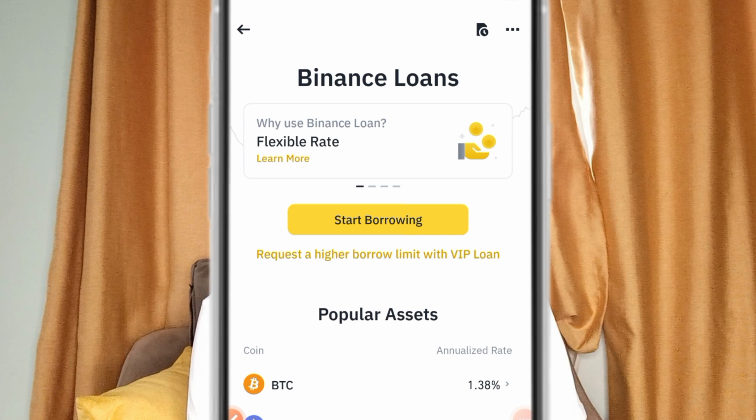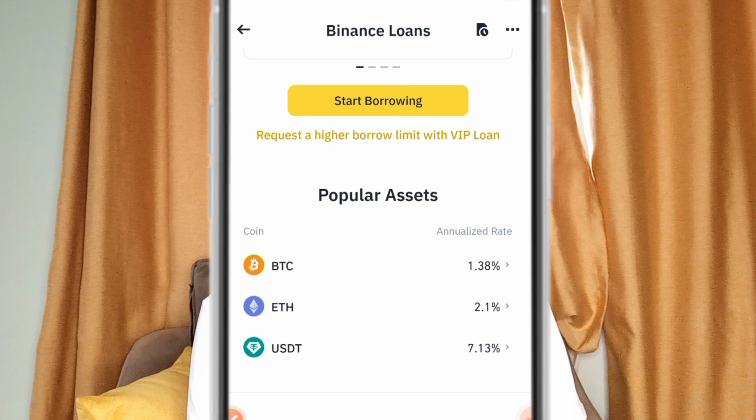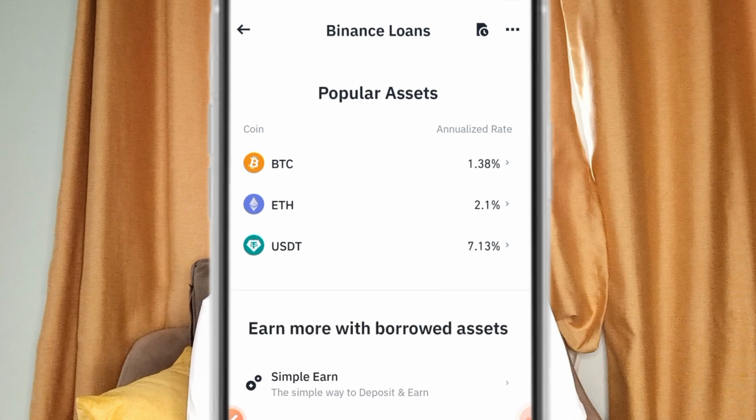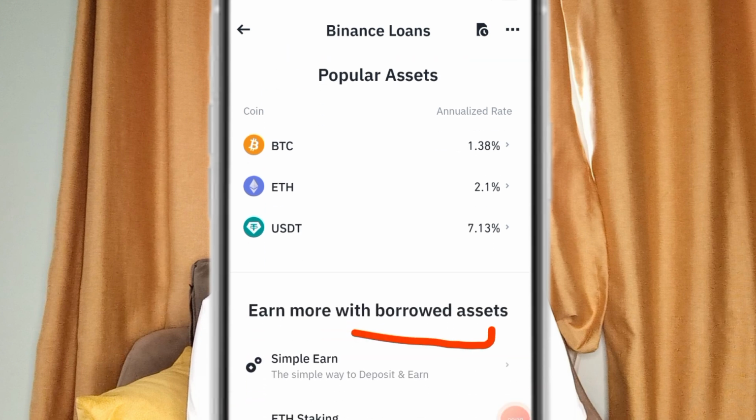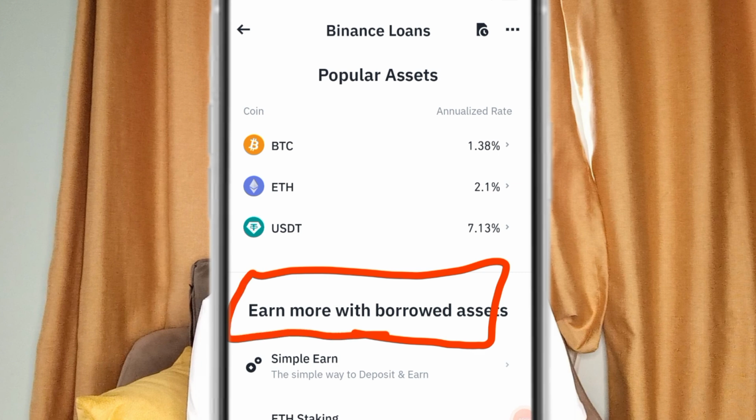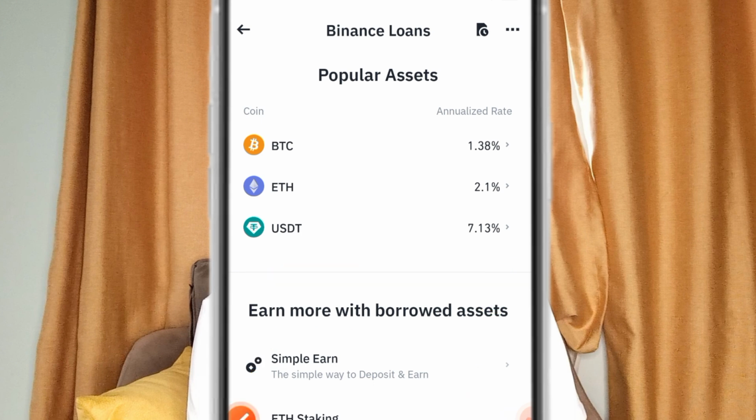If you don't want to get loans and you just want to save, you should go to Saving or Simple Earn. And when you go to Simple Earn, let me just show you, it is all over here. Earn more with your borrowed assets. What you can do is stake assets. It means that people put their money into Simple Earn and staking as an investment. When you put your money here, your money can be getting interest. So it means you can borrow or lend.